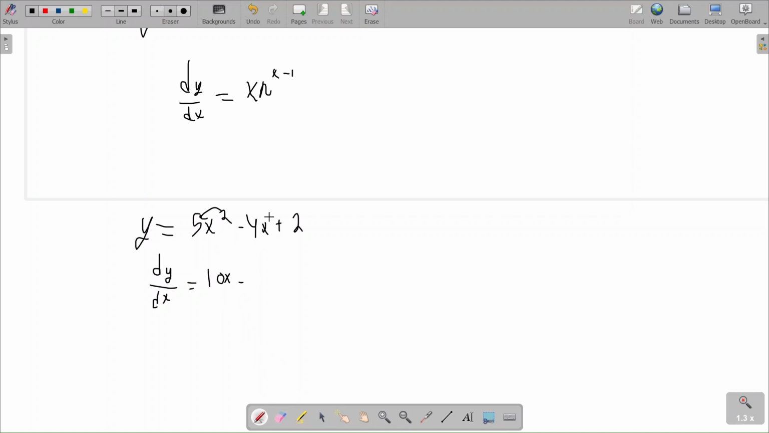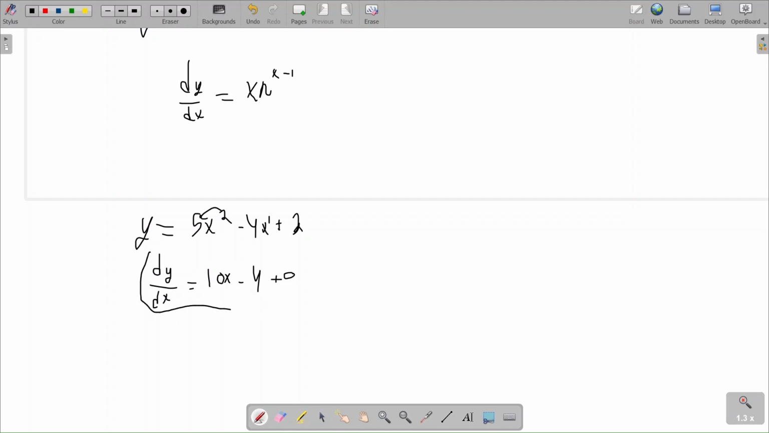Minus, this is 4x to the power of 1. So I multiply 4 by 1, 4. x to the power of 1 minus 1 is x to the power of 0. Now remember, any number to the power of 0 is just 1. So it's actually 4 times 1, which is just 4. And the derivative of a constant is always 0. So this is going to be plus 0, which you don't write. So the derivative is just this part.